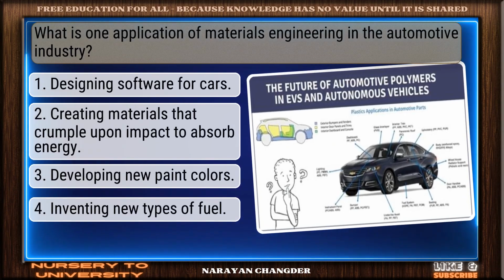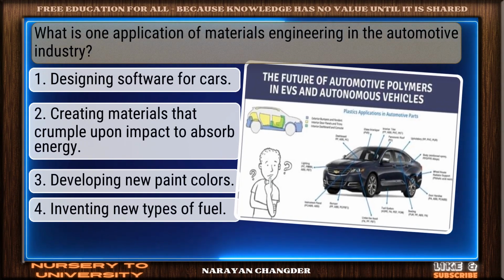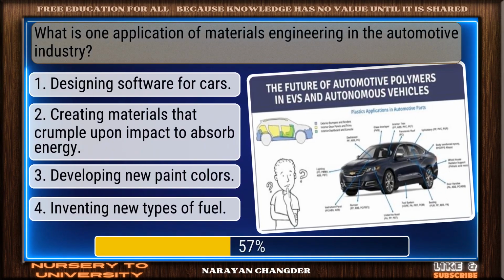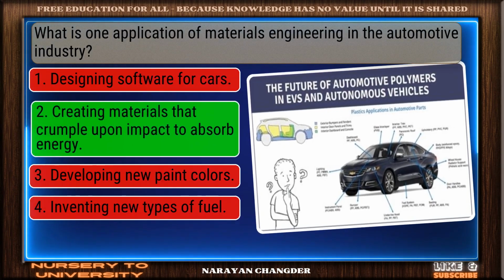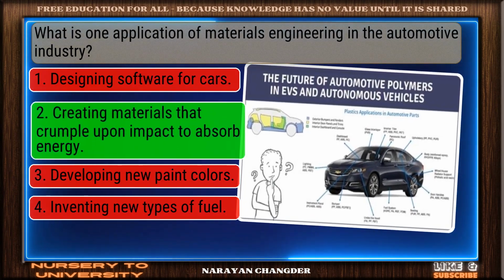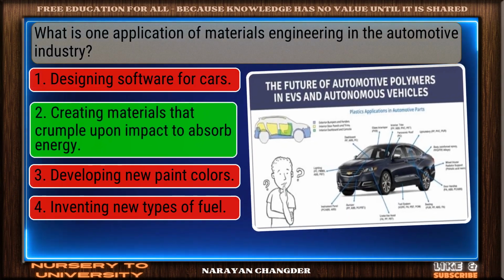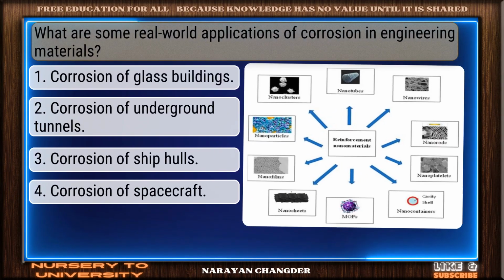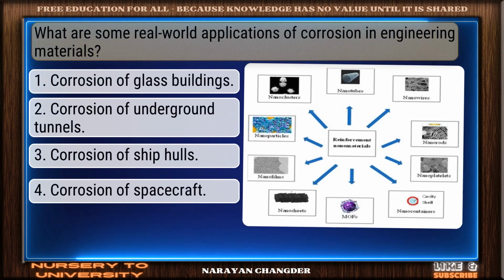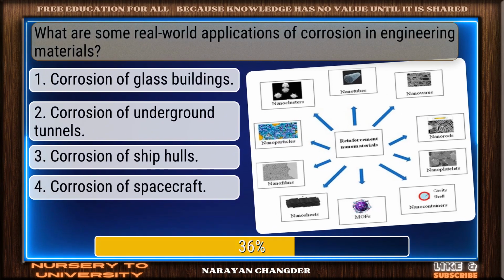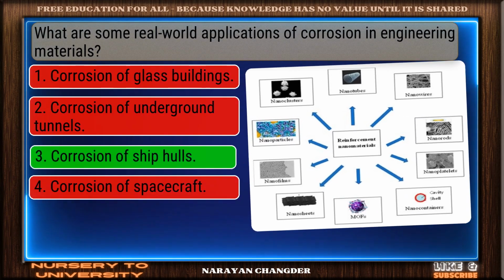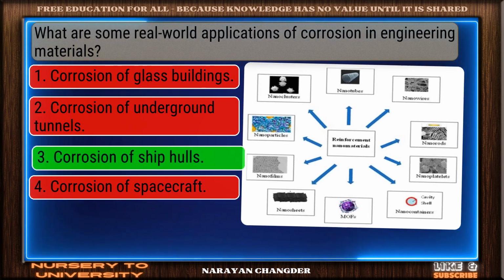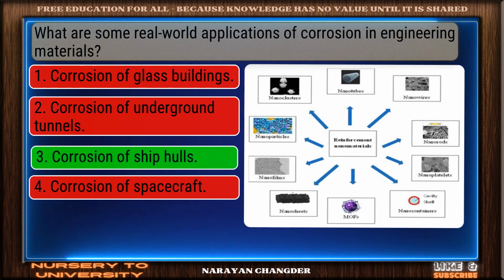What is one application of materials engineering in the automotive industry? Nice work. You chose creating materials that crumple upon impact to absorb energy, and it is correct. What are some real-world applications of corrosion in engineering materials? You're right. Corrosion of ship hulls is the correct answer.